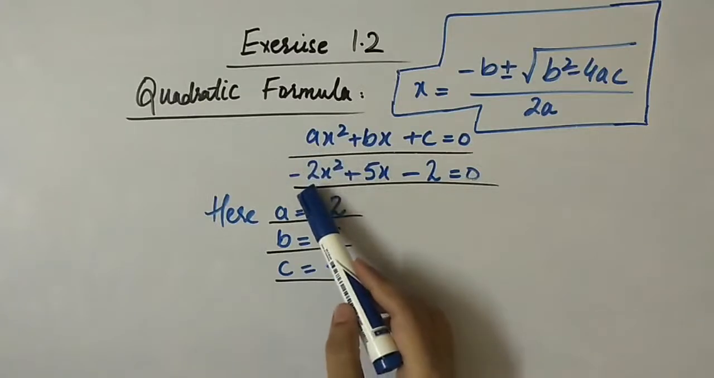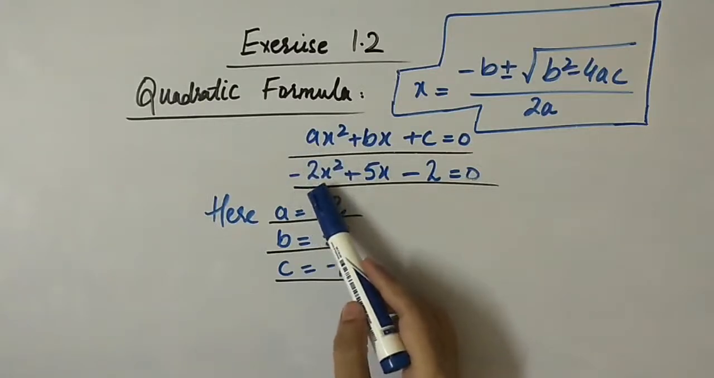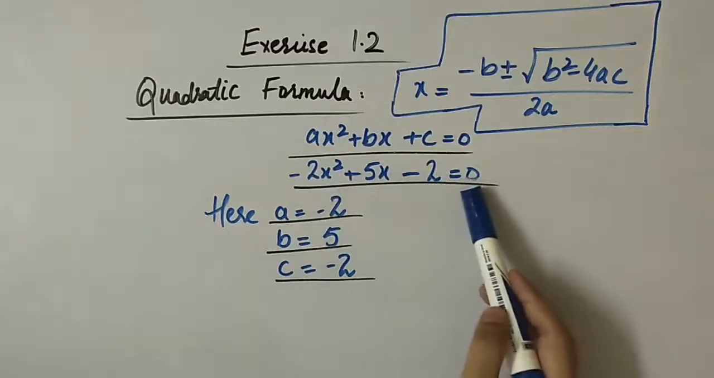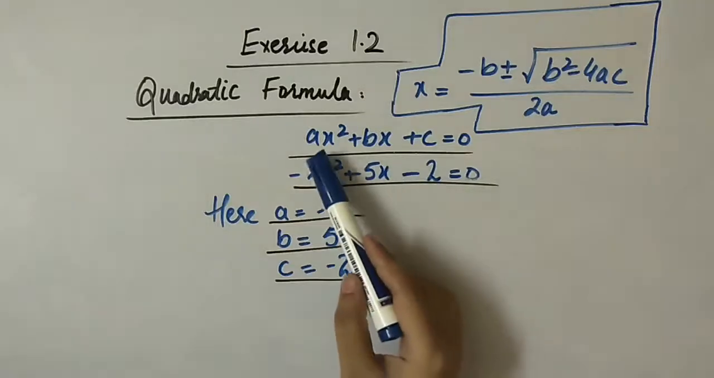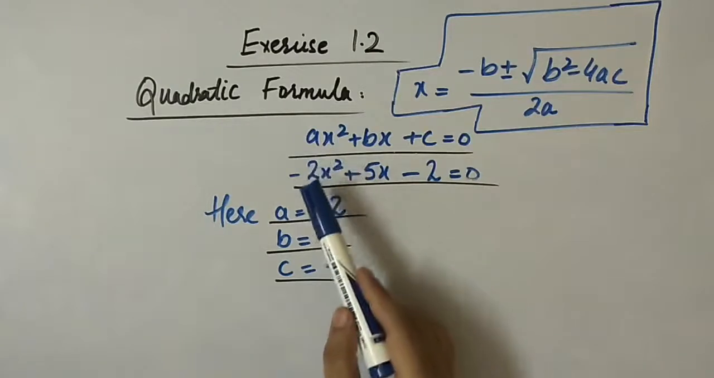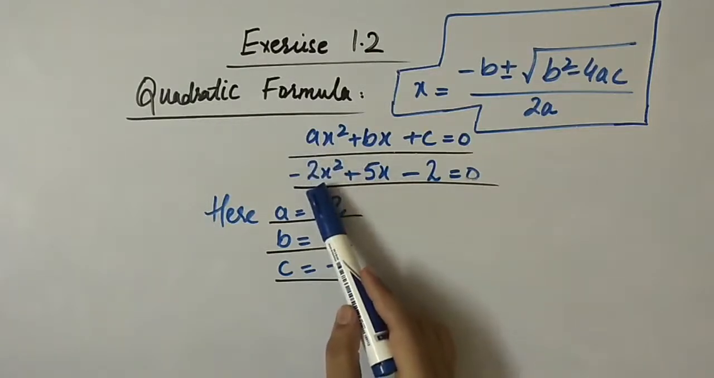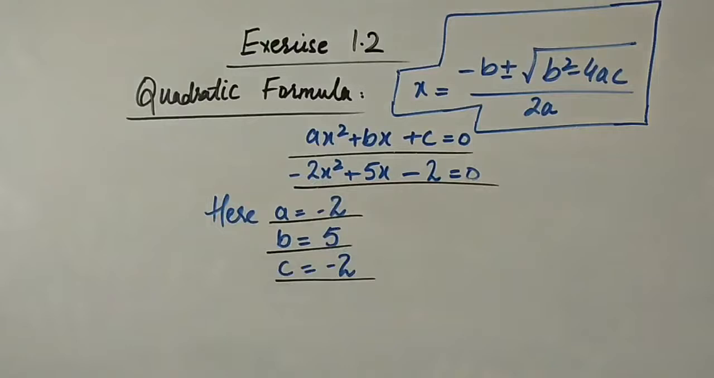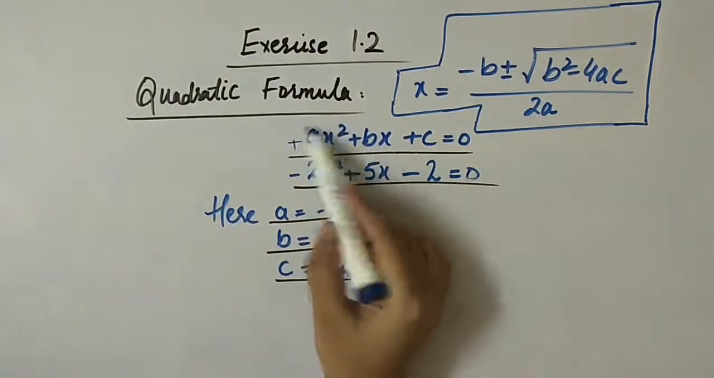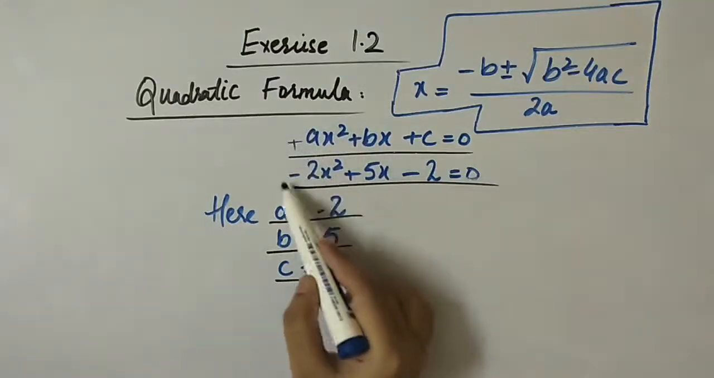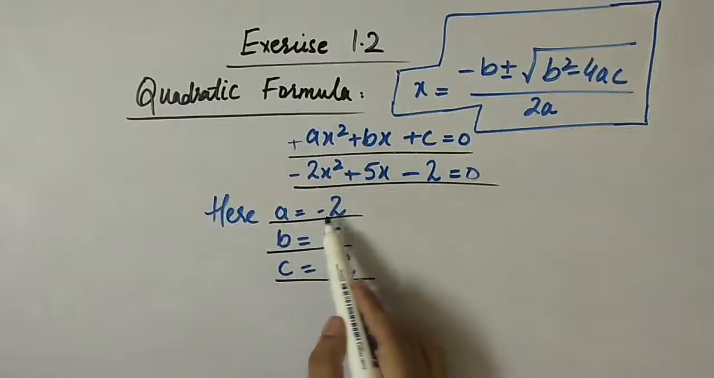Here look, this is the example of a quadratic equation: minus 2x square plus 5x minus 2 equal to 0. It is the standard form of the quadratic equation. Now look here, in the general form we have a here. Clear? So what is a in this equation? a is minus 2. Here we have plus. So what is with x square? It's plus a. Similarly with x square we have minus 2. So a is equal to minus 2.